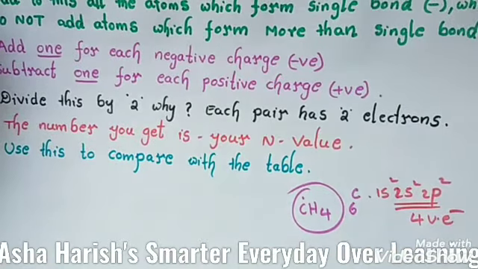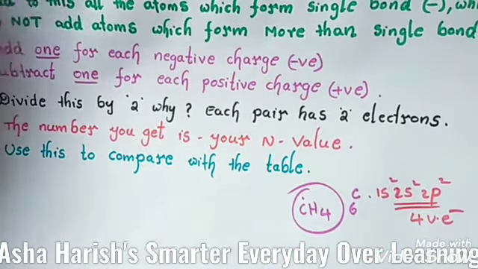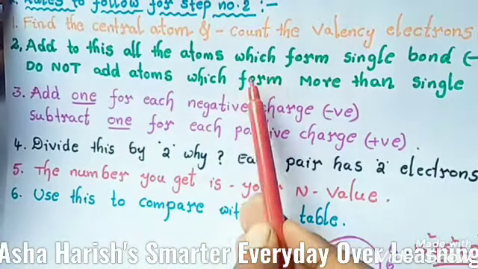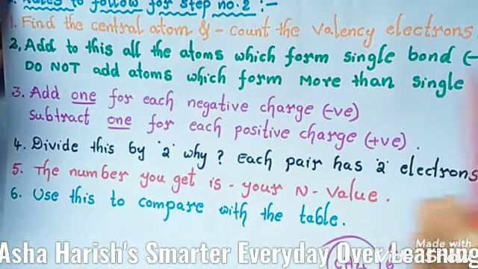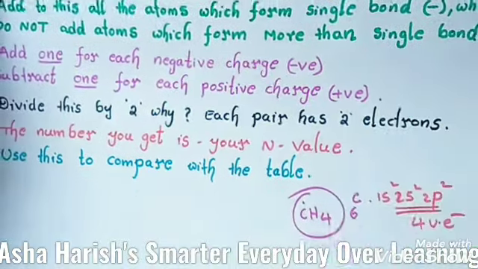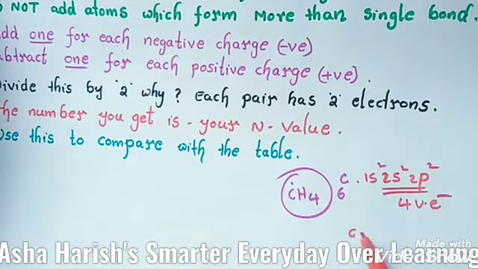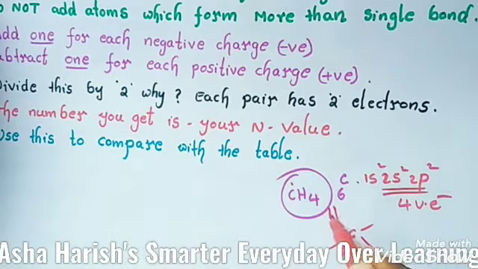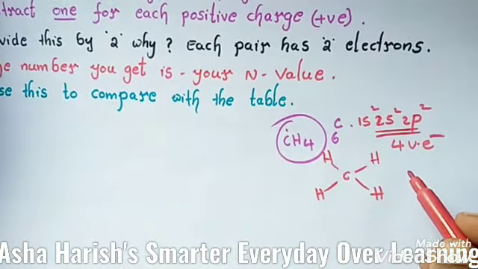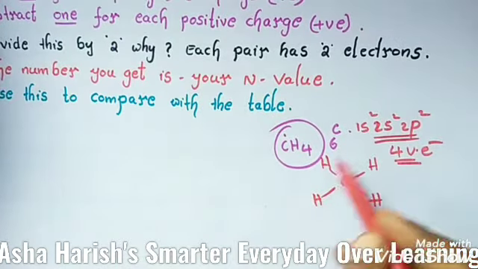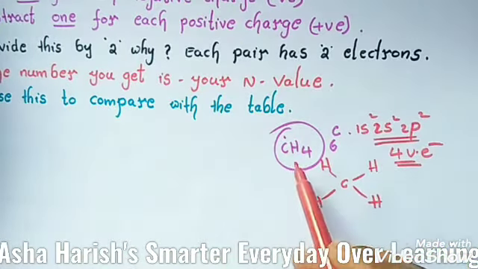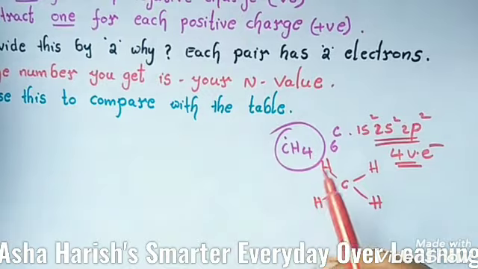Now students, what is the second rule you have here? Add to this number all the atoms which form a single bond, and do not add atoms which form more than a single bond. Okay, suppose CH4: C and all single bonds only. C is the central atom and the H hydrogens are the surrounding atoms here. So you need to add to this number all the single bonds, that is, if any surrounding atoms, meaning monovalent atoms, are present. That is about the second point.